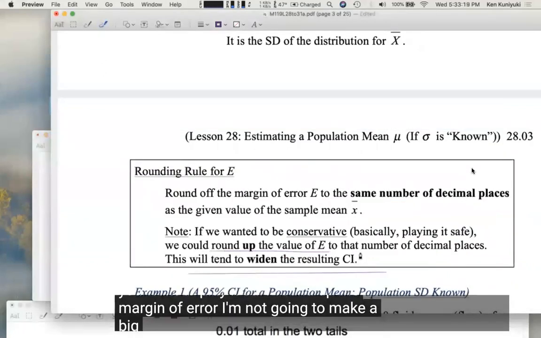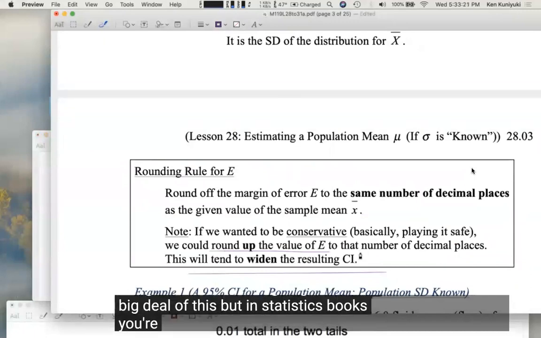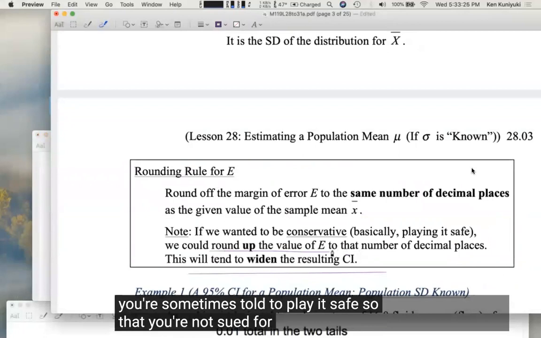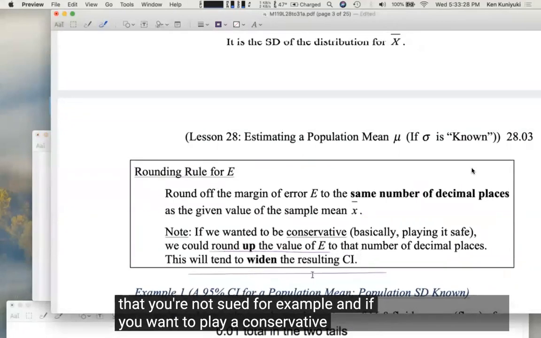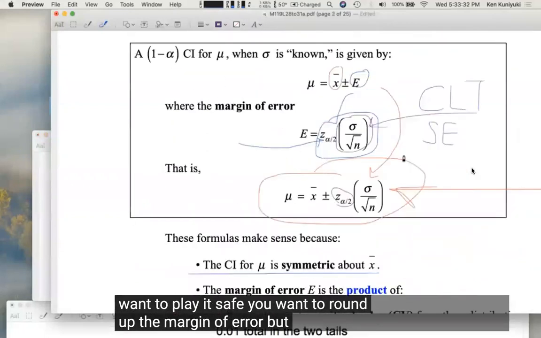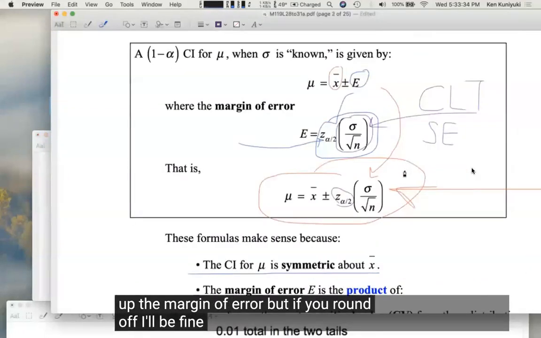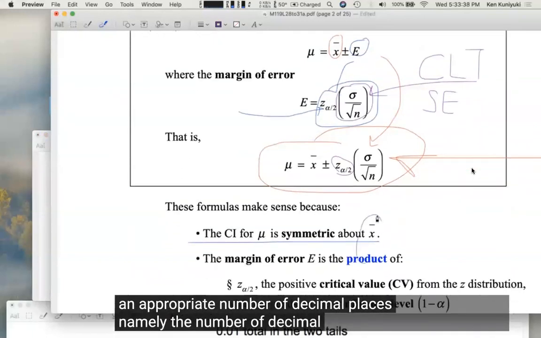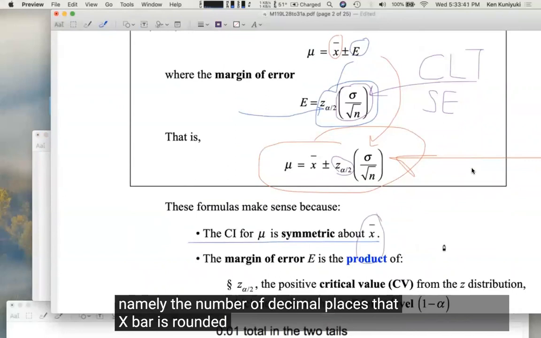I'm not going to make a big deal of this, but in statistics books, you're sometimes told to play it safe so that you're not sued, for example. And if you want to play it conservative, you want to round up the margin of error. But if you round off, I'll be fine, as long as you do it to an appropriate number of decimal places, namely the number of decimal places that X bar is rounded off to.